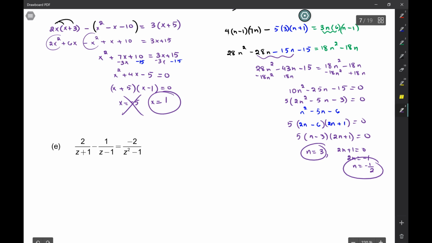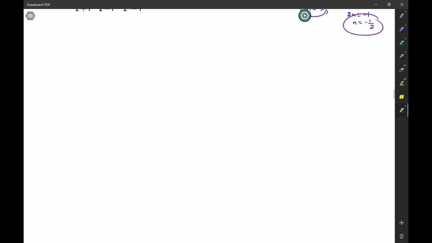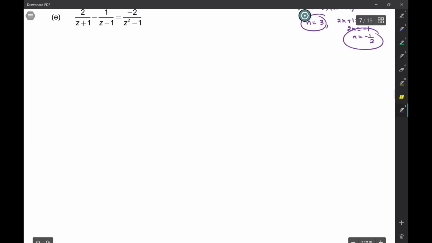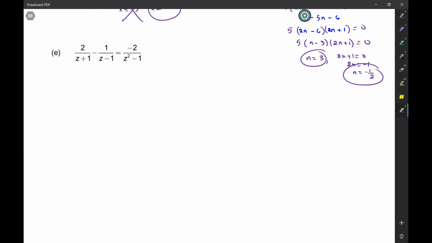So notice, right, when I factored out the 5 here, that's just a coefficient. It has nothing to do with my solution. It just hangs out there, okay? I could have divided it out, but I didn't. Okay, next one. Ooh, I love these.